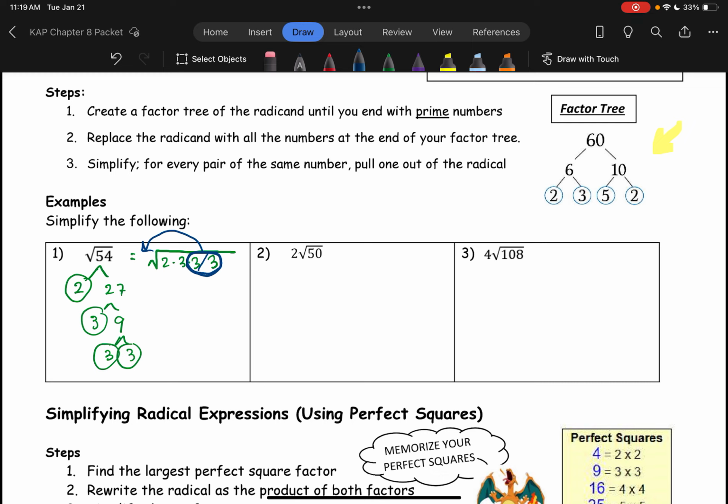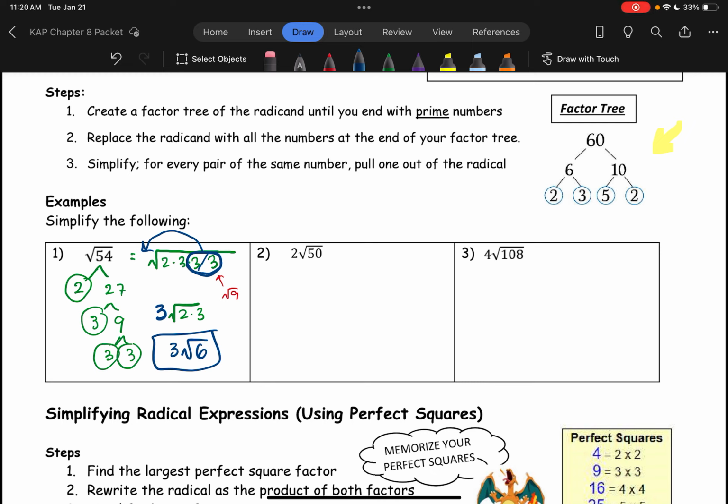And the reason for this is because it's understood that this 3 times 3 is really just 9. So it's like we're taking the square root of 9, right? And this is the reason why just one 3 comes out. So we have one 3 that came out, and underneath the square root, what we're left with is 2 times 3, which is just 3 times the square root of 6. And that's how we simplify these radicals using prime factorization or that factor tree method, right?